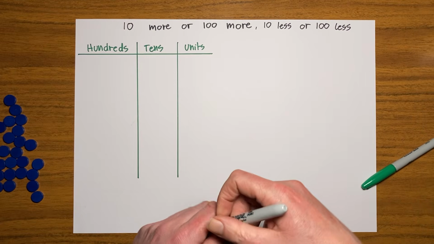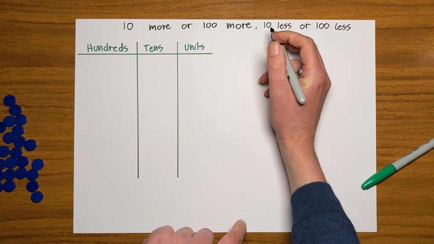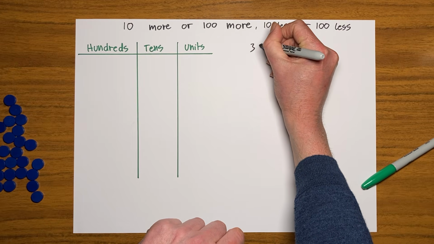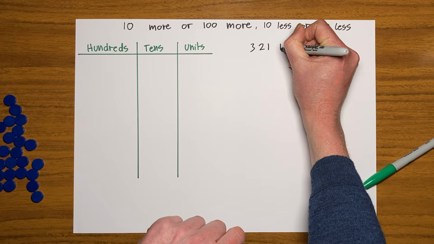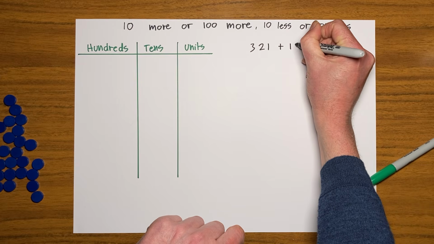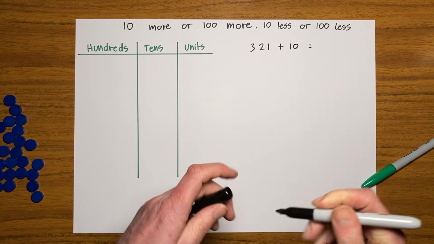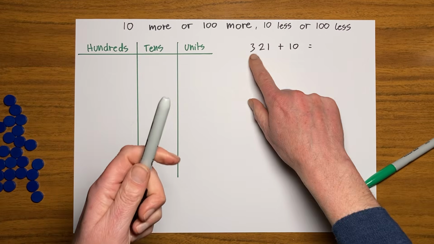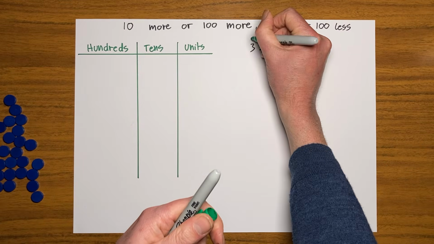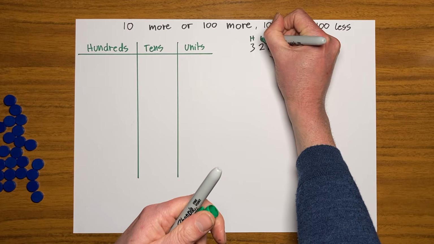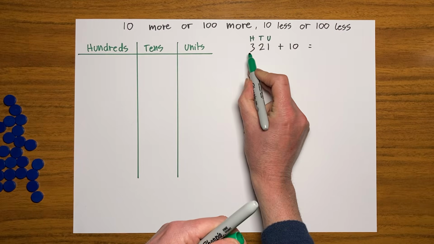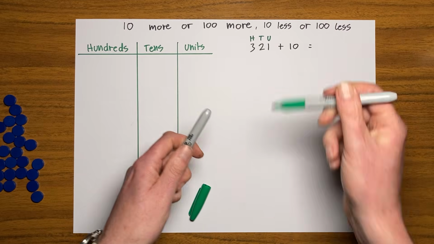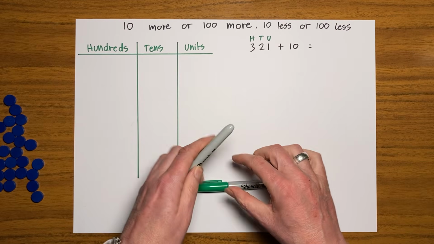So the kind of thing that you're going to be asked to do is, for example, you might have to do 321 and you have to add 10. So let's have a look at that. Let's just check and see what it looks like. So I've got 321, so I've got 3 hundreds, I've got 2 tens, and I've got 1 unit. Always think about the place value, what these digits mean and how much they're worth. So let us put it in here.